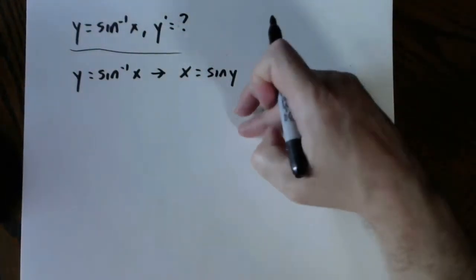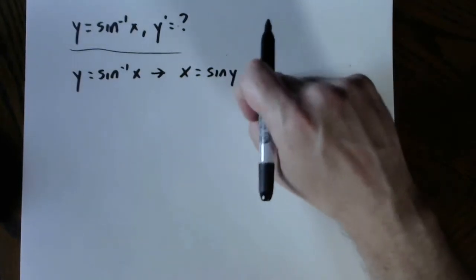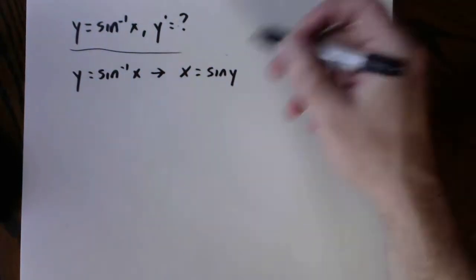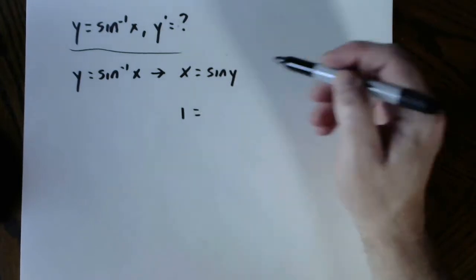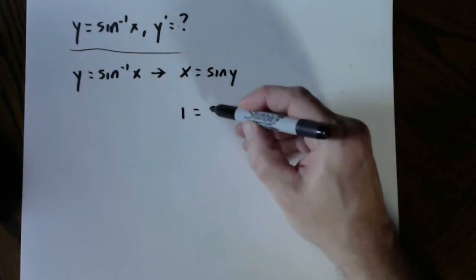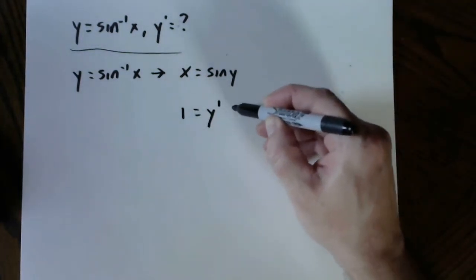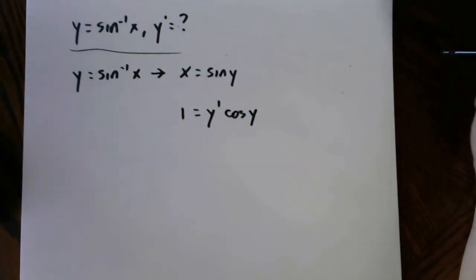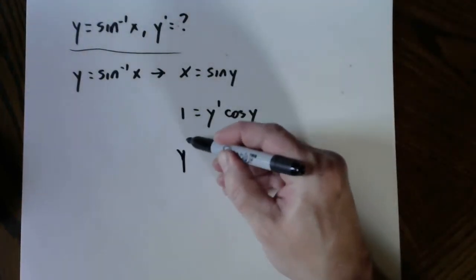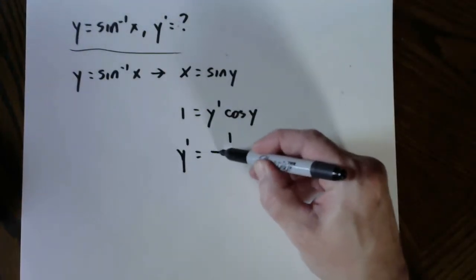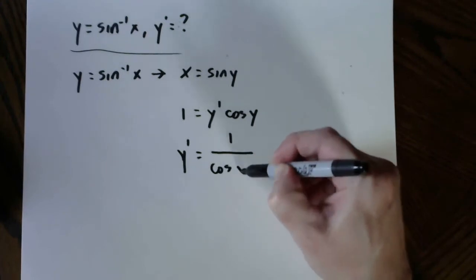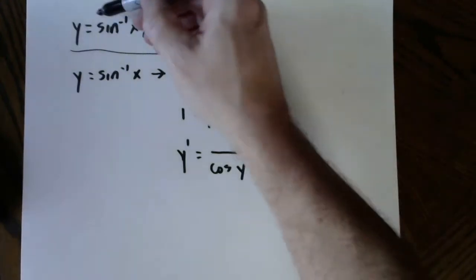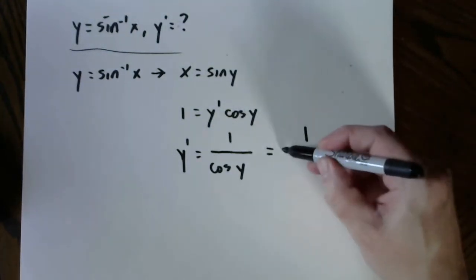All right, so I'll differentiate, and on the right-hand side, I'm going to have to use implicit differentiation. This is a 1. The derivative of sine is cosine. Since it's a y, I attach y prime. And I want to solve this for y prime. So we'll say y prime is 1 over the cosine of y. And what's y? It's that thing.